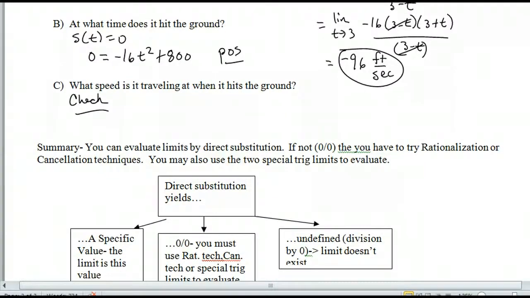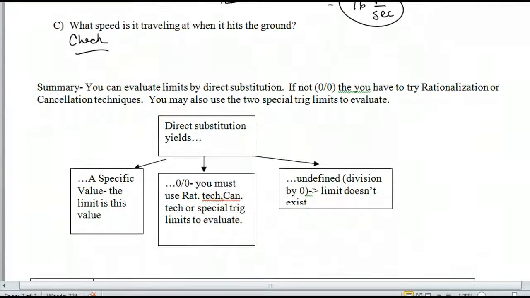Now finishing up, how do you evaluate these things? Well, what you do is you do direct substitution. This is evaluating a limit. Direct substitution, plug it in. If you get a specific value, then you're done. If you get 0 over 0, you have to use the rationalization technique or the cancellation technique or the special trig limits to evaluate. If it's undefined, division by 0, which is not this case, then the limit just doesn't exist.